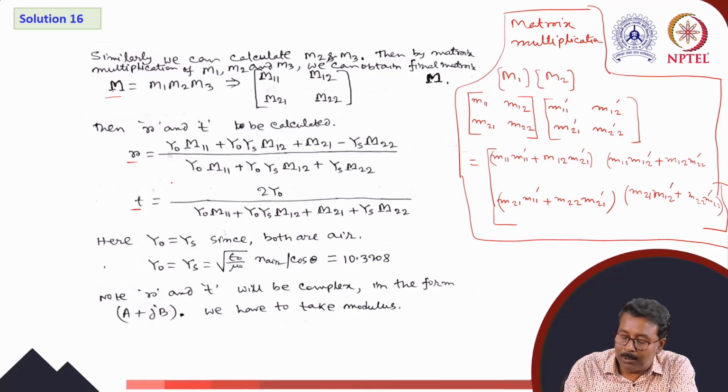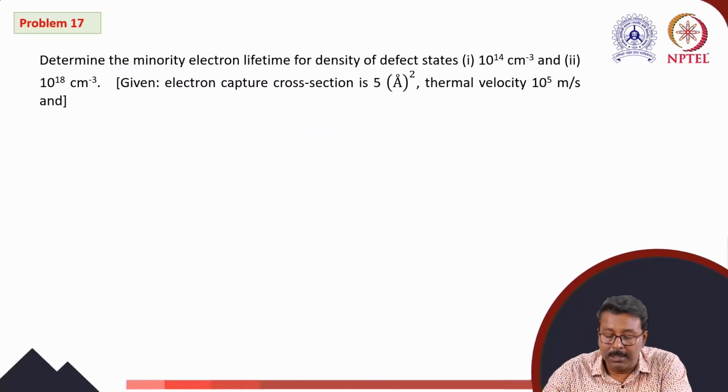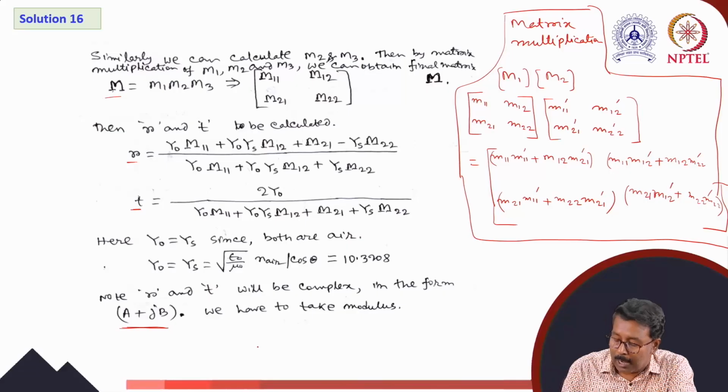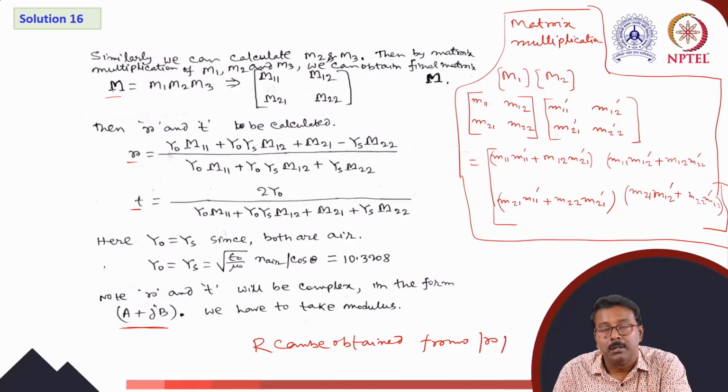By putting this value into the small r and small t expressions, you can get r and t, but they are both in complex form, that is a plus jb form. Then you have to take the modulus of these to get the capital R, that is the energy coefficient. So the R value can be obtained from the modulus of r squared.